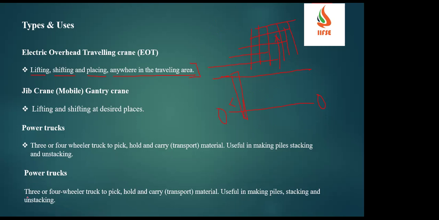Then power trucks, there are 3 or 4 wheel trucks to pick, hold and also carry the transport material. I think it is repeated, I'm sorry.